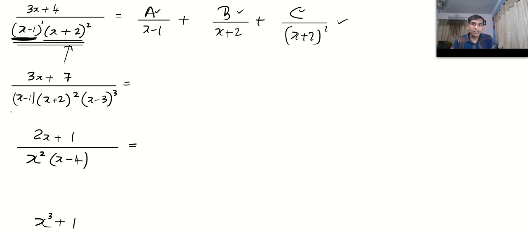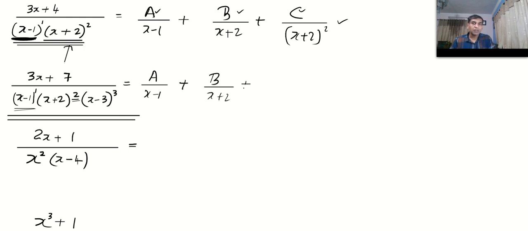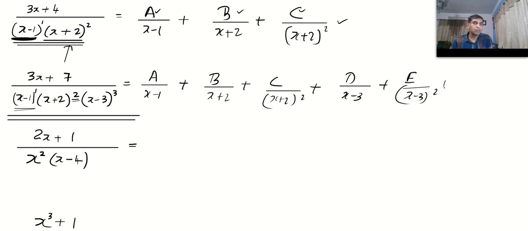Okay, now look at this. Clearly this is type 2 because, can you see? This looks like type 1 because the order is 1, the power is 1. But can you see a whole square, whole cube? So your assumption will be, let it be A by x minus 1 plus B by x plus 2 plus C divided by (x plus 2) the whole square plus D by x minus 3 plus E by (x minus 3) the whole square plus F by (x minus 3) the whole cube.